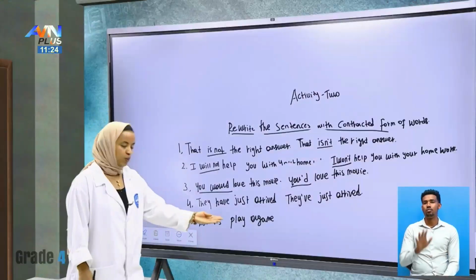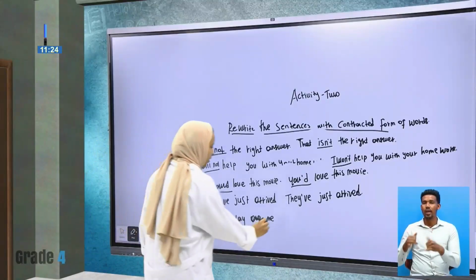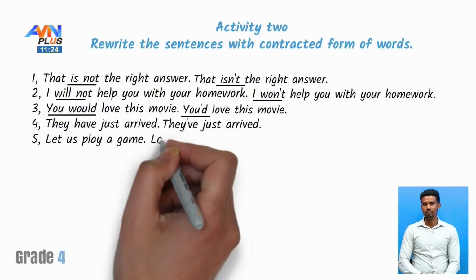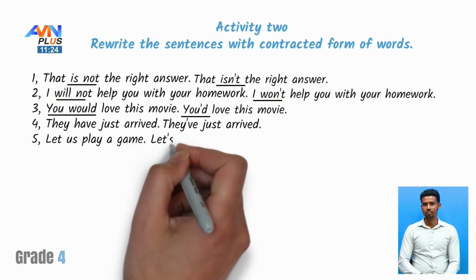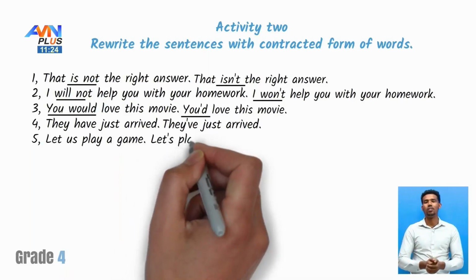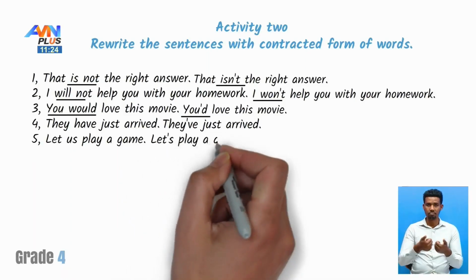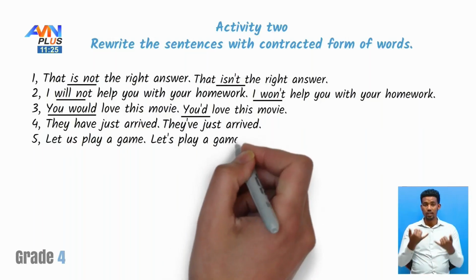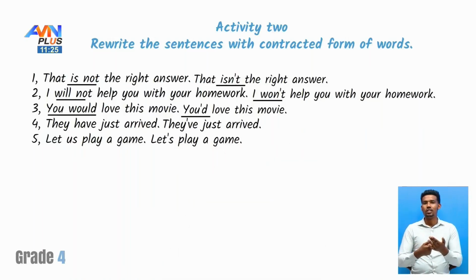5. Let us play a game. Here is let, apostrophe, s, let us play a game. That is the contracted form of let us. Here is they have. Let me read once.